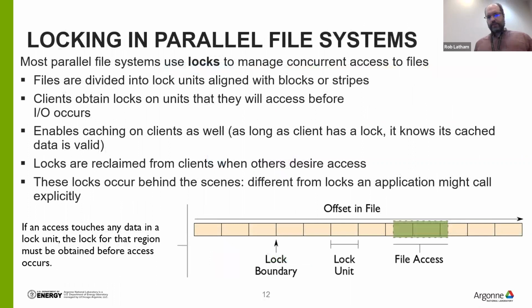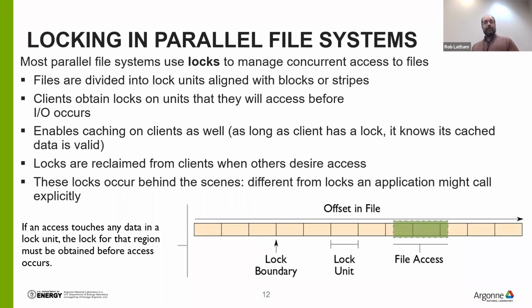Another complication is the locking that goes on in parallel file systems. Each file system has a different way of handling this, and when I talk about locking, there are 2 kinds of locking. There's the explicit user-induced locking. The user says, I don't want anybody to access this data. Give me exclusive access to this region, and I'll work on it for a little bit and then let go of that lock.